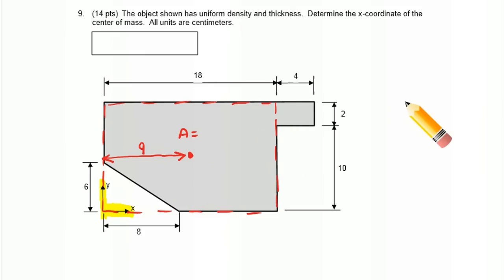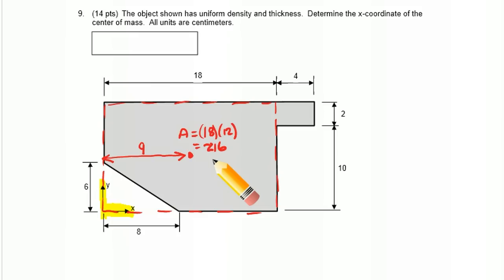is 18 times 12. And 18 times 12 is 216 square centimeters.